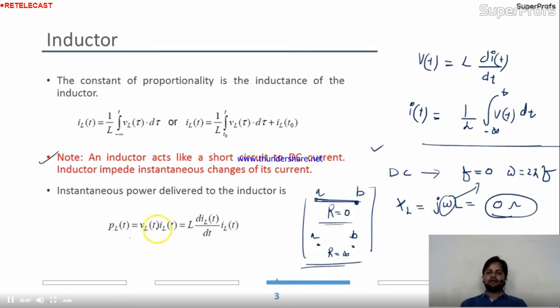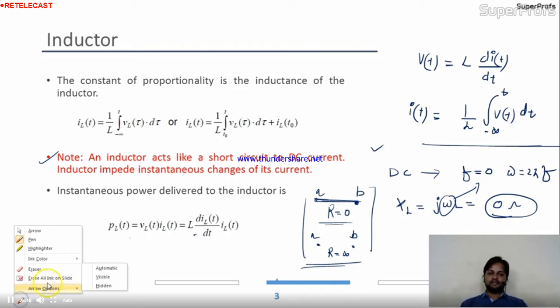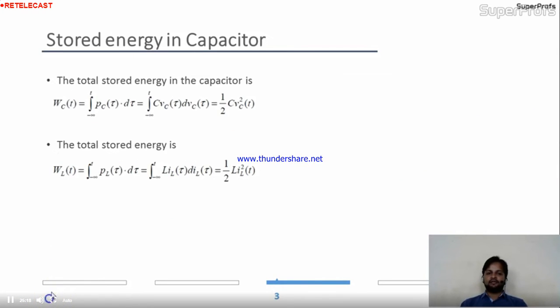Okay. Now come to the formula of power. Power is nothing but V into I, again L diL/dt into iL(t). I hope this is very clear to you, right?